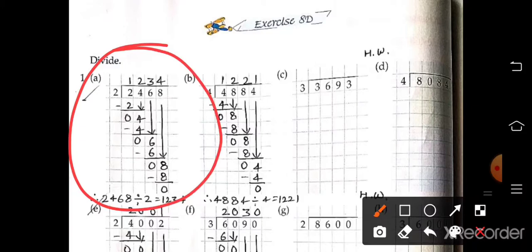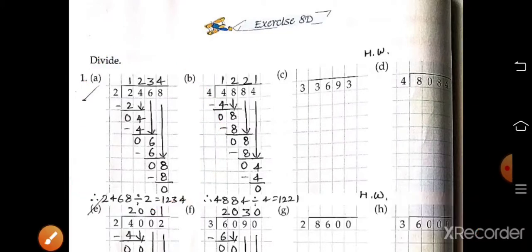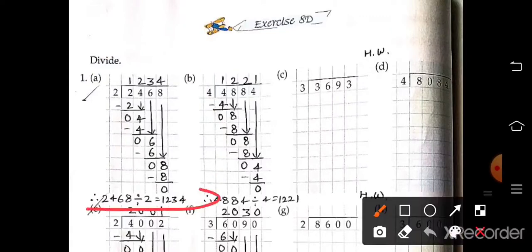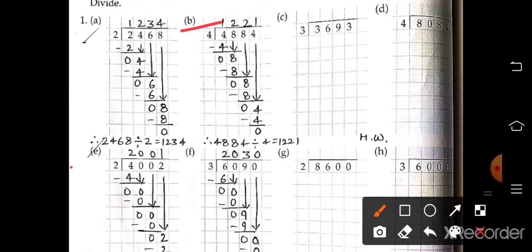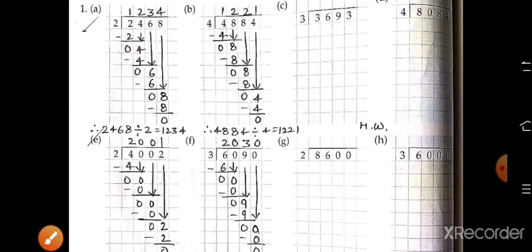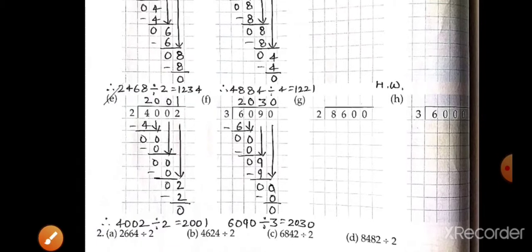Answer is 1234. Okay, so write like this. I have done B, E and F part for you, and C, D and G, H is your homework. Okay, so you have to do like this.